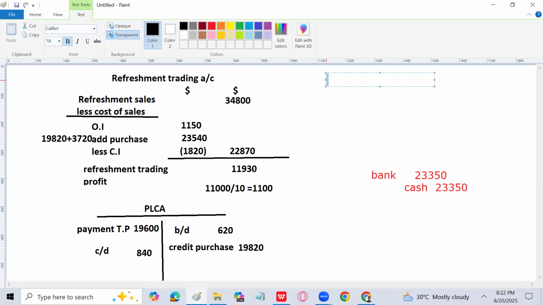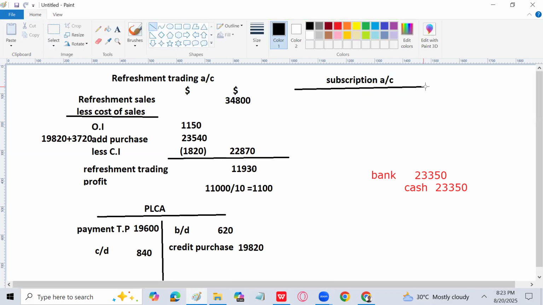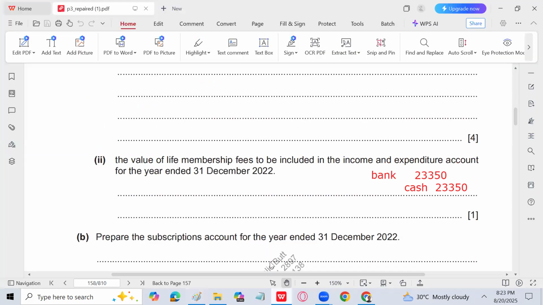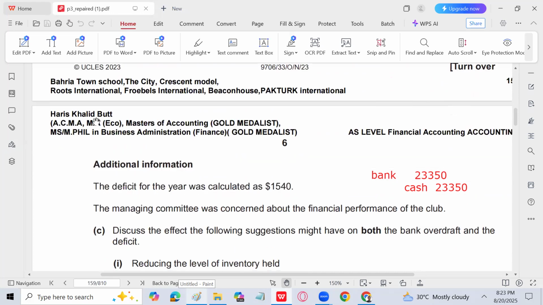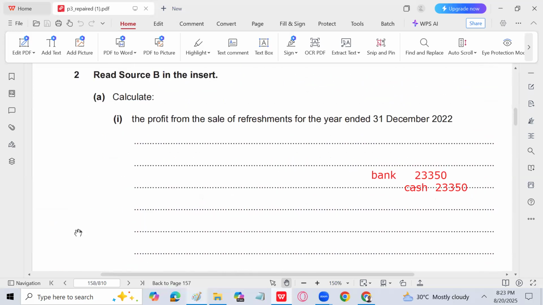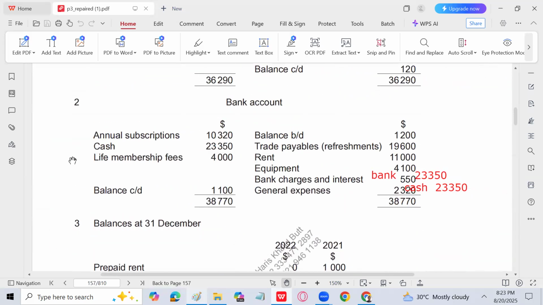Now, the examiner has asked us to prepare the subscription account. So let's prepare the subscription account in full format, because he has demanded to prepare it in the full format. Prepare the subscription account for the 31st December for 5 marks. So that's why we are going for it. Okay. So prepare the subscription account. Let's go back.